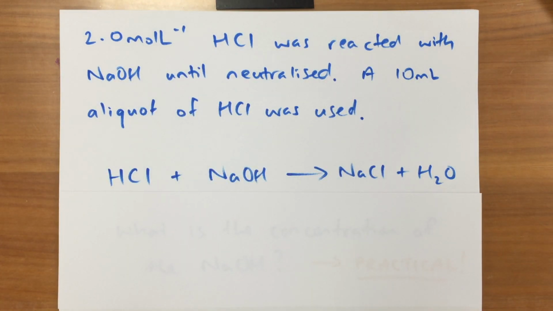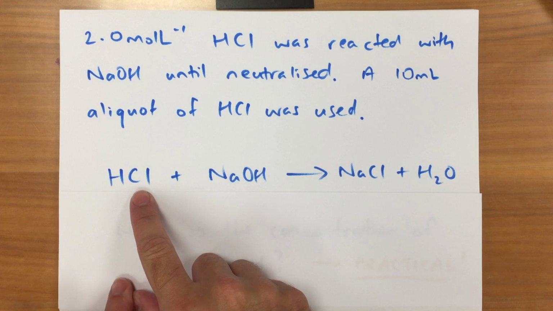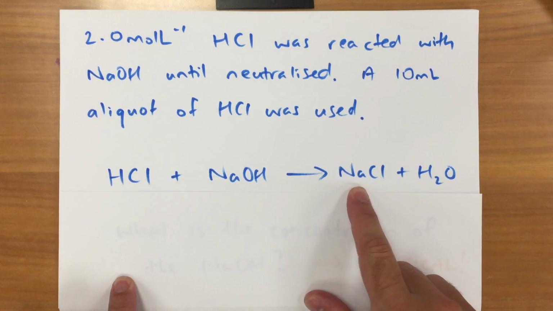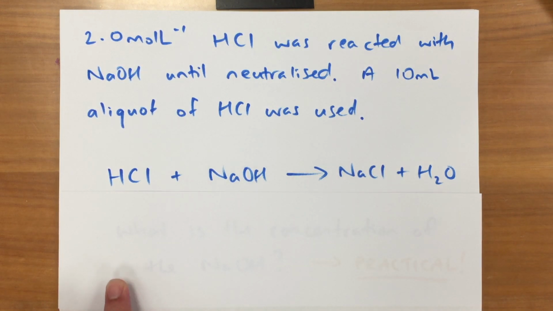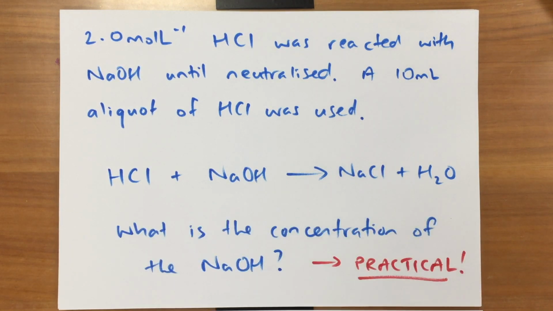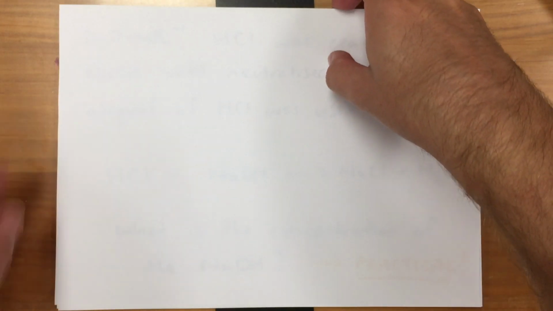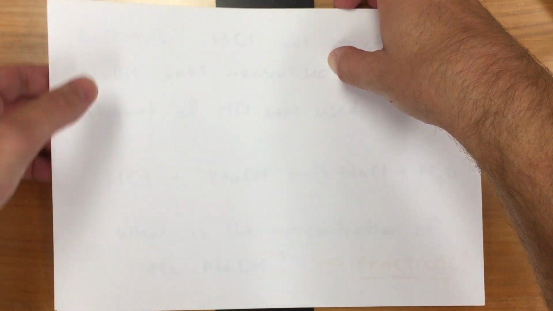I have a balanced chemical equation. Hydrochloric acid plus sodium hydroxide gives me sodium chloride plus water. It's all balanced, same type and number of atoms on each side of the arrow. And the question is, what is the concentration of the sodium hydroxide? To figure that out, I need to do a practical. The practical I'm going to do with you today is fairly rough, and I'm just going to use it to show you the ideas behind volumetric analysis.